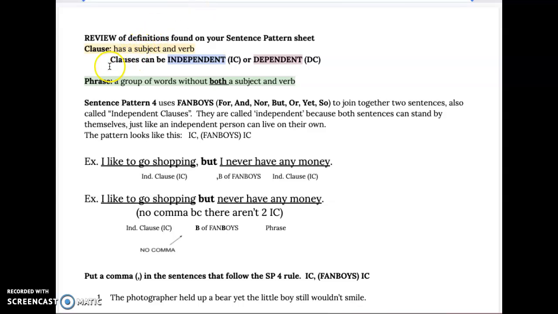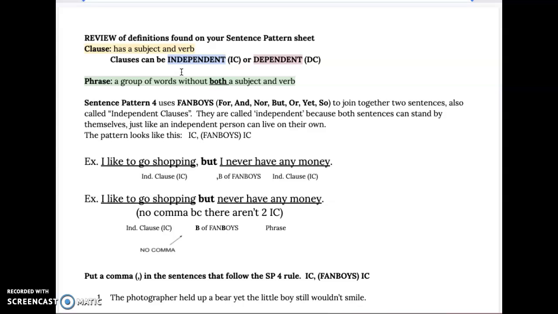Okay, the first thing you have to remember is what a clause is and what a phrase is. So a clause is a group of words that has a subject and a verb in it. And there are two types of these clauses. There's independent and dependent. So when I say the words independent and dependent, I want you to think about what that word kind of means. What does it mean to be independent?